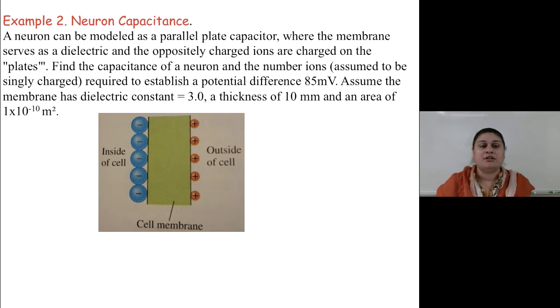Example 2. A neuron can be modeled as a parallel plate capacitor where a membrane serves as the dielectric and the oppositely charged ions are charged on the plates. Find the capacitance of a neuron and the number of ions, assumed to be singly charged, required to establish the potential difference of 85 millivolts. Assume the membrane has a dielectric constant of 3 and a thickness of 10 nanometers and an area of 10 to the minus 10 meters squared.